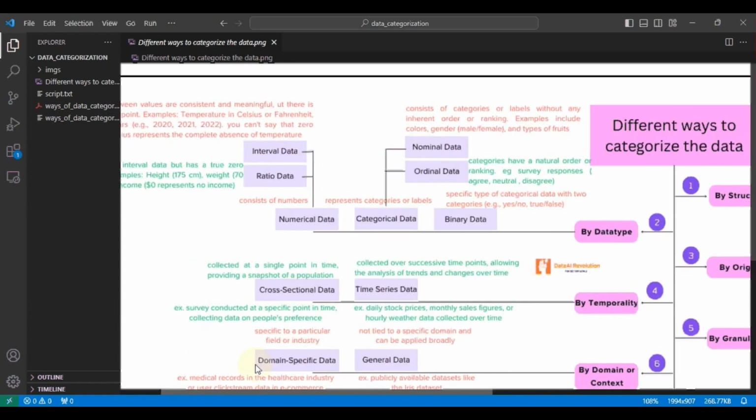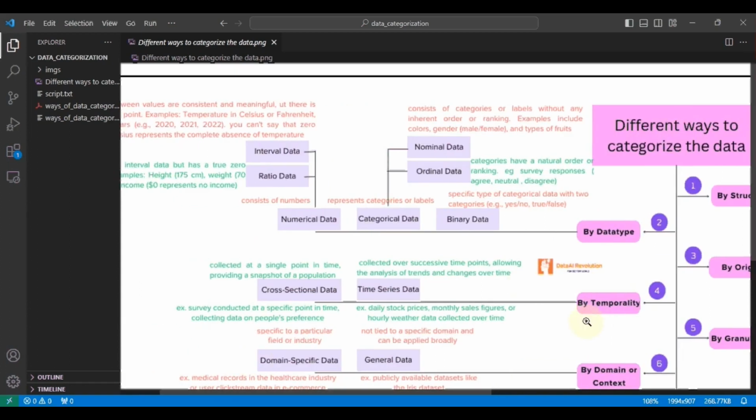Now let's talk about dividing the data with respect to temporality. In temporality, we can divide data into two types: cross-sectional data and time series data. Cross-sectional data represents data collected at a single point in time.